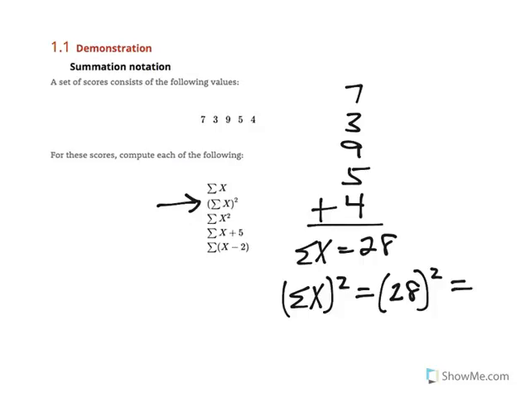So in your calculator, go ahead and do this with me. 28 squared is equal to 784.